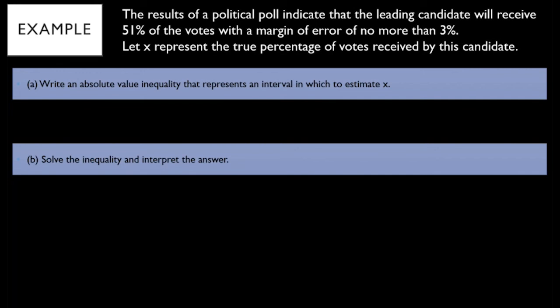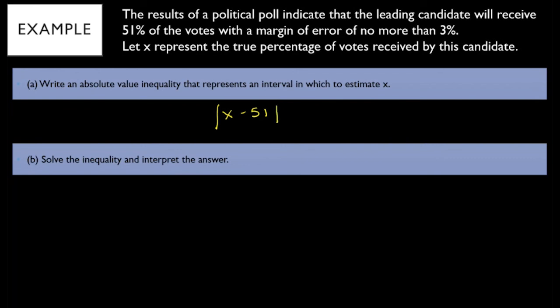So part A, write an absolute value inequality that represents an interval in which to estimate X. So this is going to be very similar to the other one here. We're going to start with X, and then we subtract where we think the actual value is, which is 51.